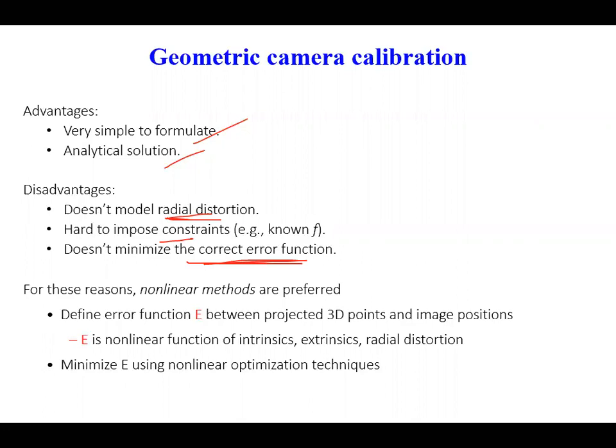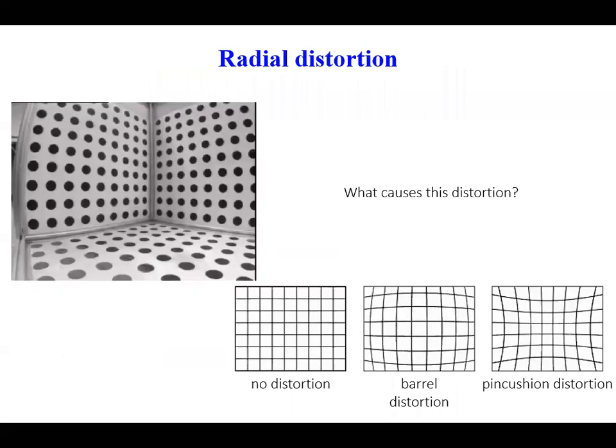How can we solve that? Now we need nonlinear methods. So I have to define an error function, E, between the projected 3D points and the image position, which is now a nonlinear function of the intrinsics and extrinsics and also radial distortion. We do understand that, but we can't yet think about how to formulate it. Let's first see how radial distortion arises, and then we'll go to the math.